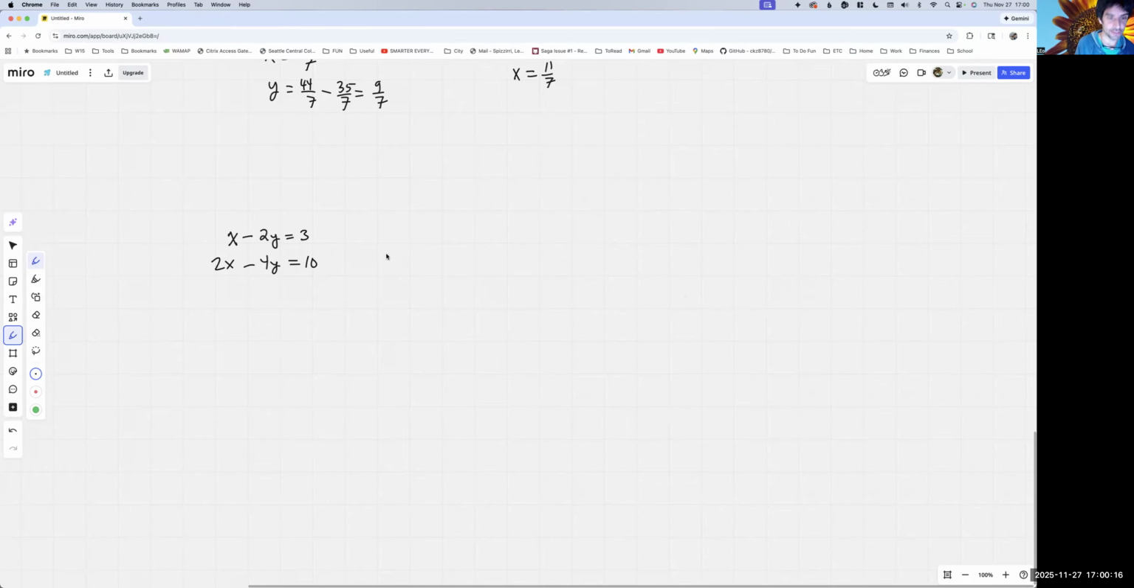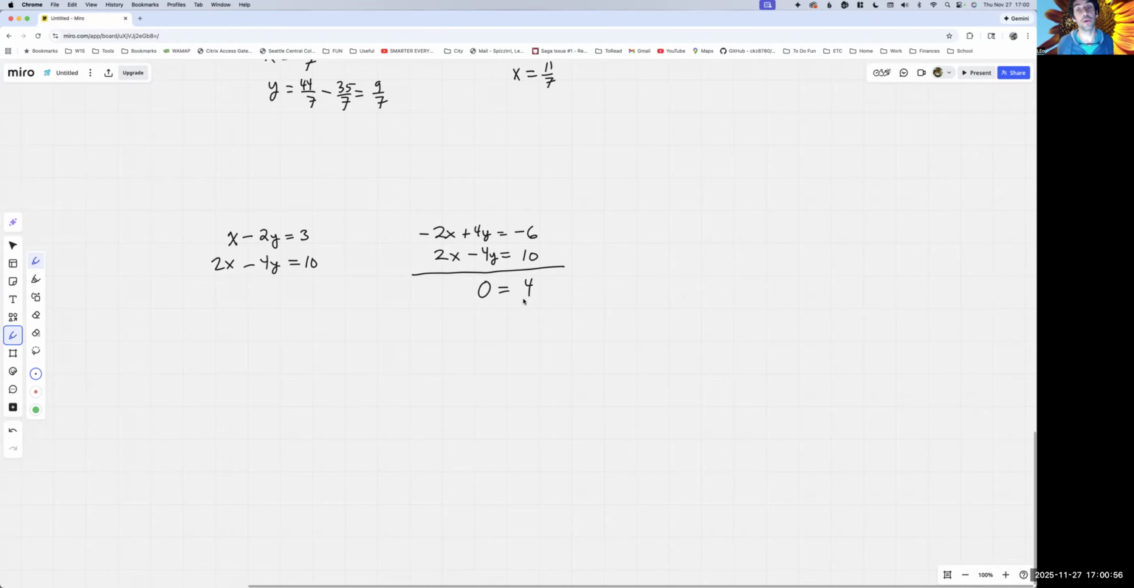So I'm going to multiply. Let's just do the same thing we did last time. I can multiply the first equation by -2 to get -2x plus 4y equals -6. And the second equation is 2x minus 4y equals 10. Let's see what happens. So -2x plus 2x gives me 0. 4y minus 4y gives me 0. So I have 0 on the left, and I have +4 on the right. It turns out 0 does not equal 4, so something has gone wrong.